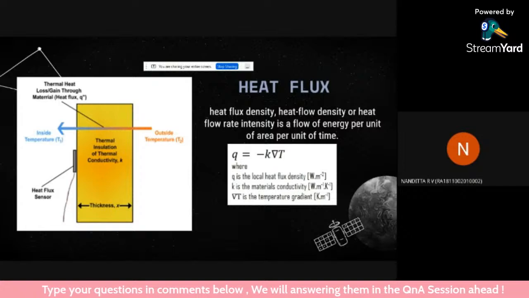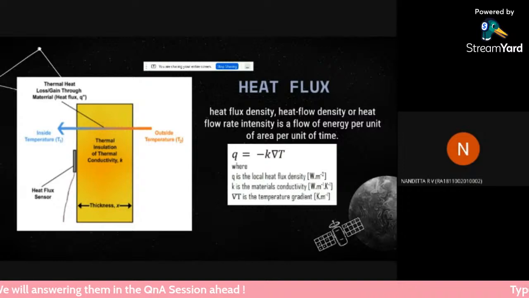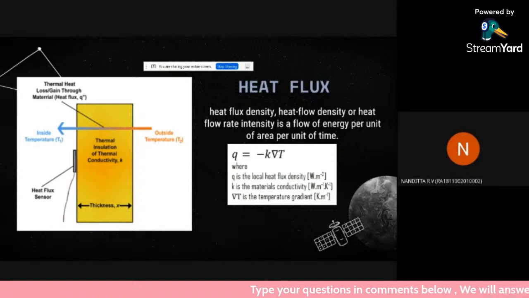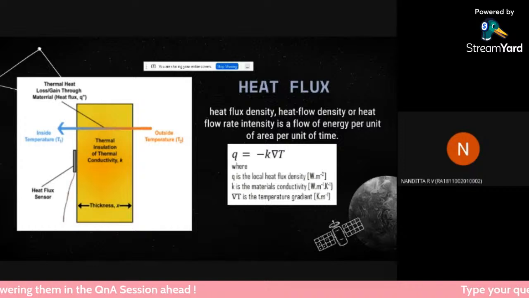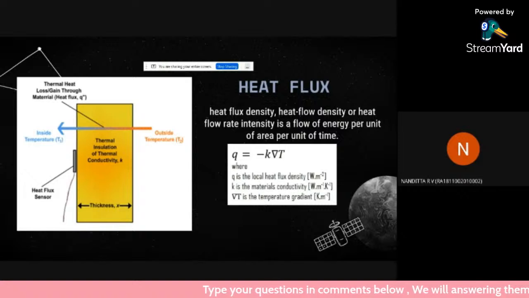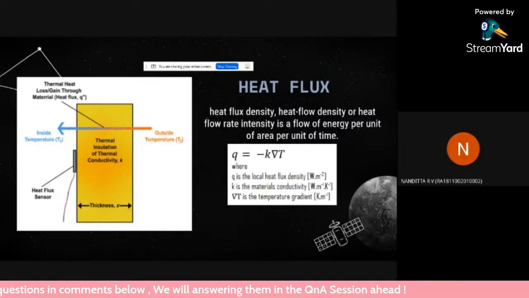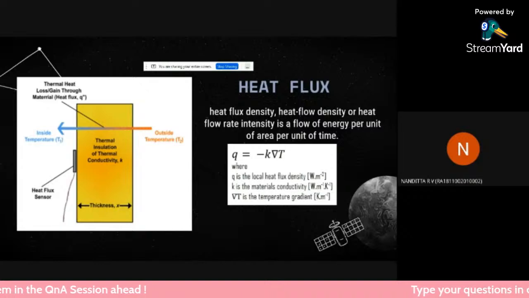So the yellow rectangular block is a material, and you can also call that an insulator material. You can see that on the left hand side and the right hand side are two temperatures, T1 and T2. And the gray body, which is attached to the material, is a heat flux sensor, which will calculate the amount of heat gained or heat lost when air from one side travels through an insulation material having a conductivity of K. We have generalized it, we have not given any value. And the material thickness is X. So when heat travels from one part to another part through a material of a particular thickness, there will definitely be a loss or a gain in the heat.